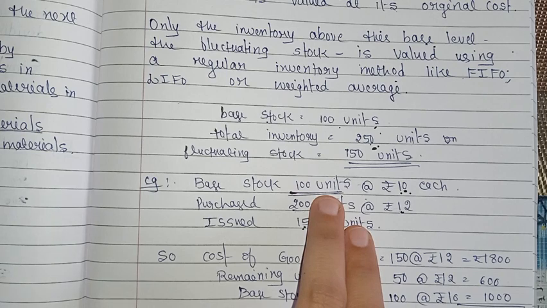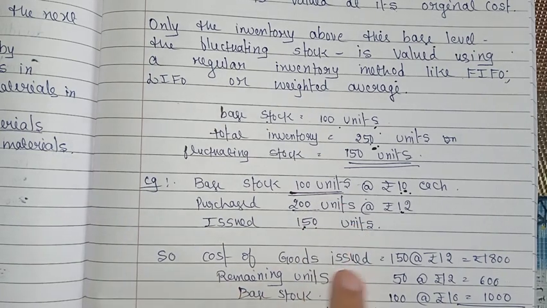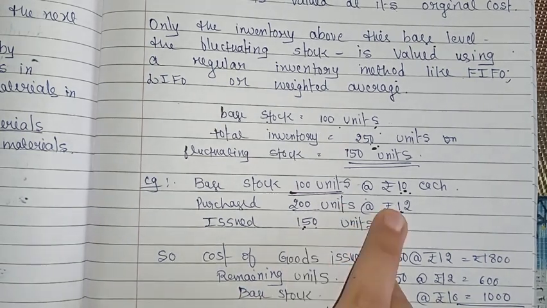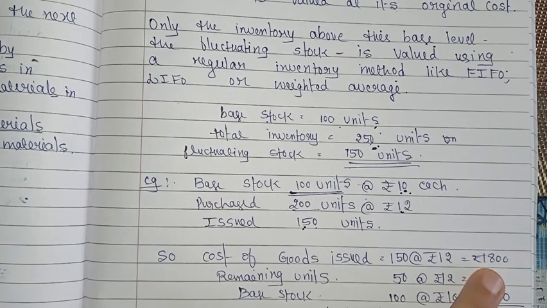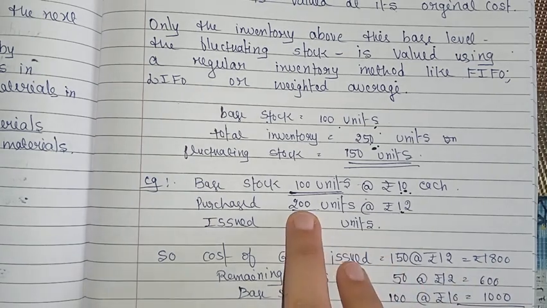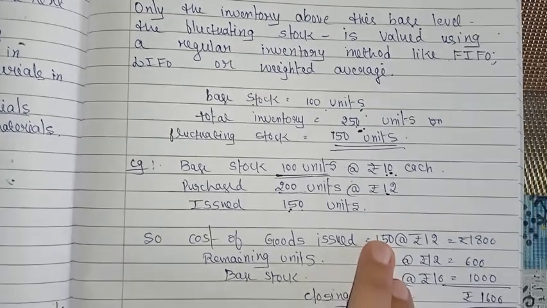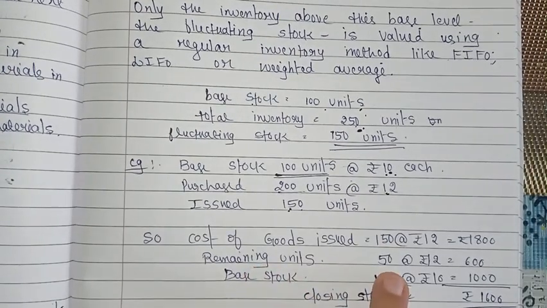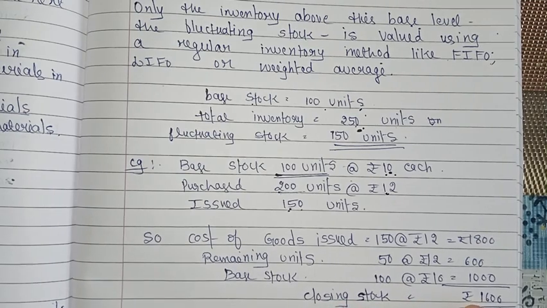This is untouched. Clear? So cost of goods issued is 150 at rupees 12, that is 1800, and remaining units: out of 200 we issued 150, so remaining 50 units at rupees 12 is 600, and our base stock is 100 units at rupees 10, that is equal to 1000. So our closing stock is rupees 1600. Clear? Now let's solve one problem.